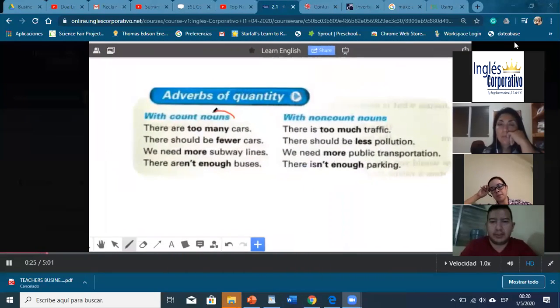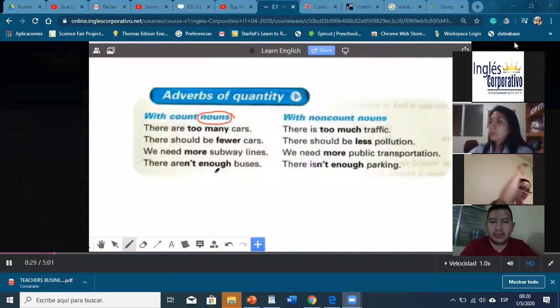First of all, nouns. What are nouns? Well, nouns are people, places, or things. Pretty much everything that you see around you is considered a noun. And what do we mean by count nouns? Well, count nouns are simply all of those things, people, places, or things that you can easily count. So for example, when we think about cars, subway lanes, buses. Those are nouns that you can easily count.